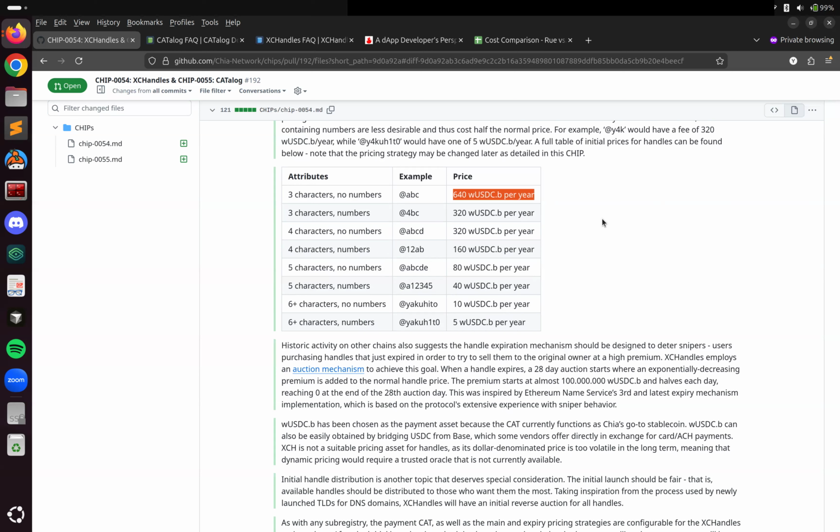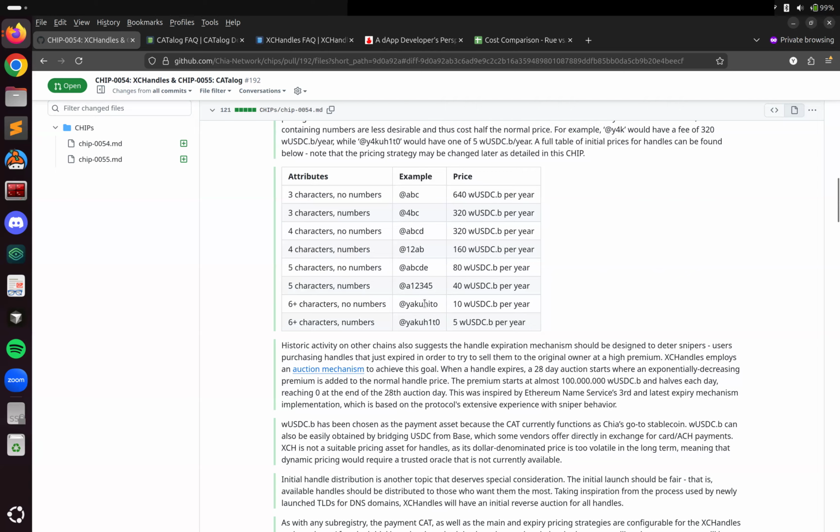what they consider to be the handle's value. So this value, by the end of the first day, it will halve. It's going down exponentially. So by the end of the second day, the value from the end of the first day will also halve. So it will be 4 times as small. Then you go to 8 times and so on. By the end of the 28th day, there is no more premium to pay for the handle, so you only pay the normal price.